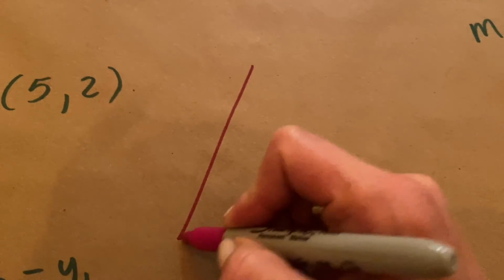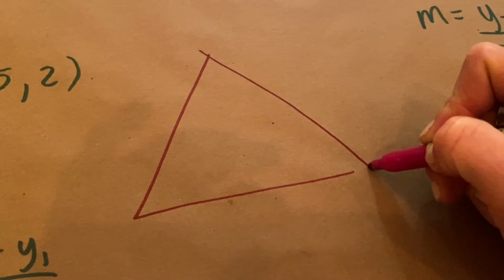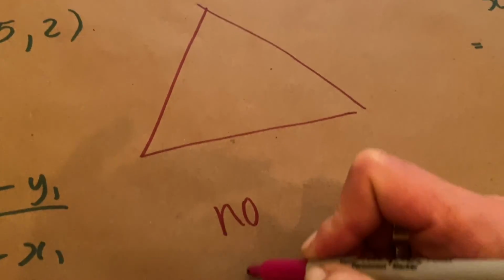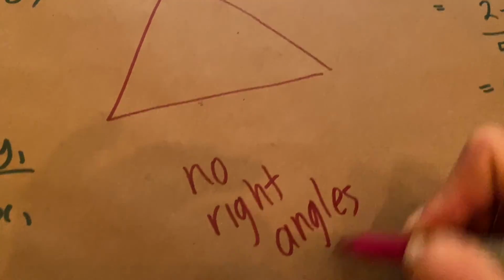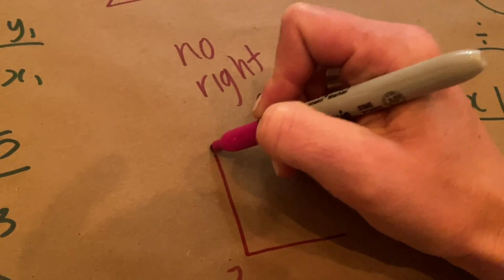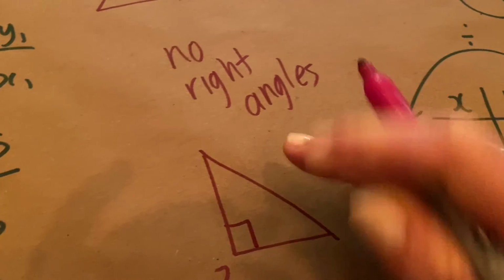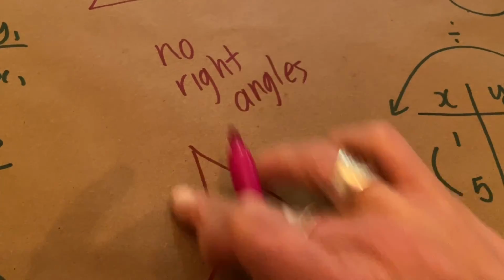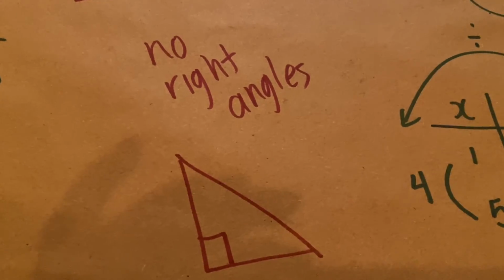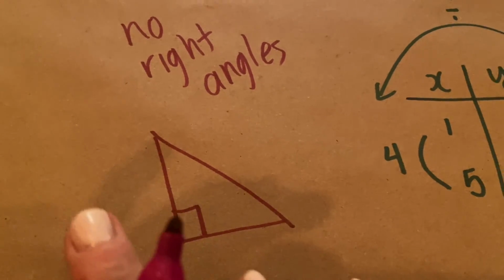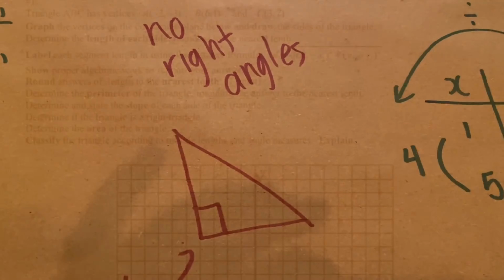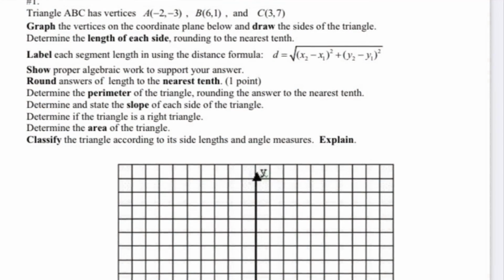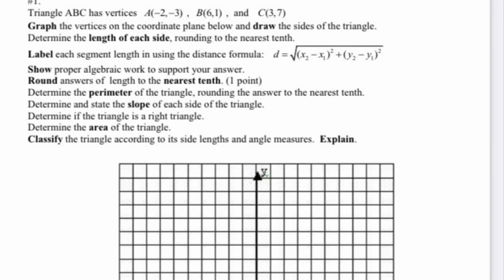And if none of our sides are perpendicular to each other, that means I've got a triangle like this where there are no right angles. That means this is not a triangle where there's a right angle, because if there was a right angle, this side and this side would have to be negative reciprocals of each other in order to make it a right angle.